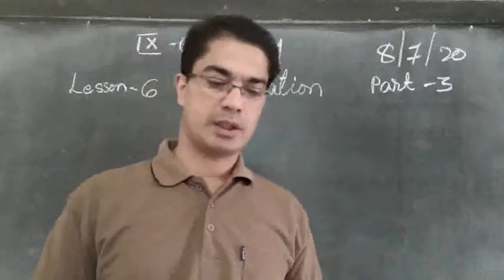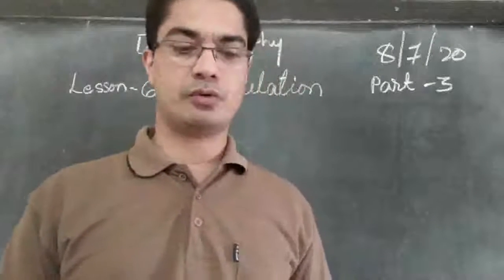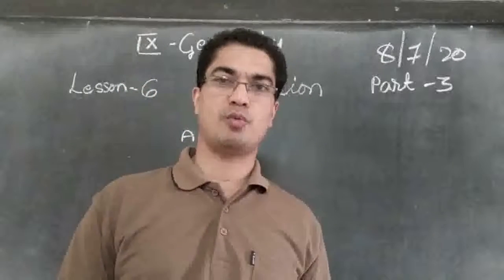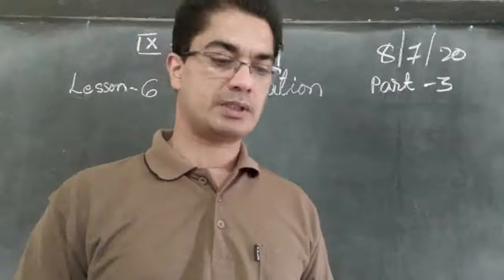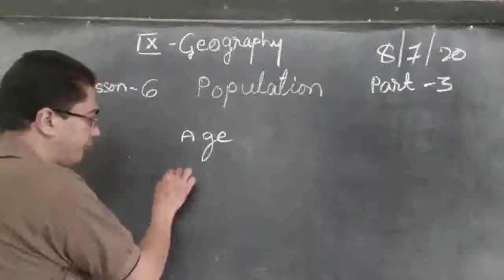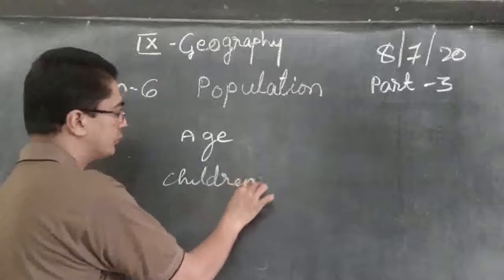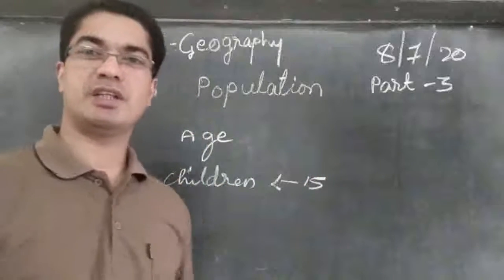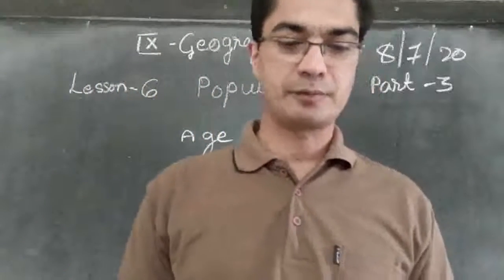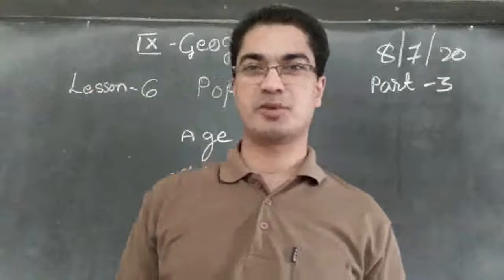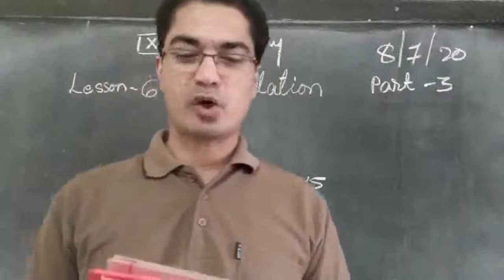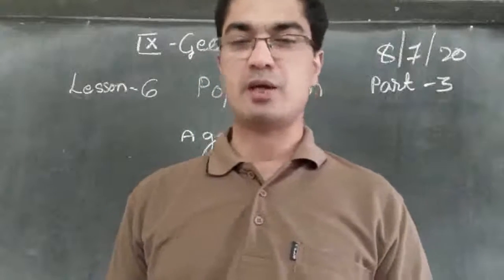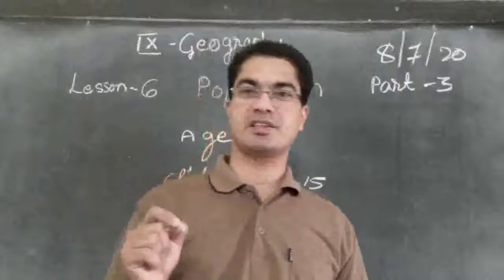So the population is generally grouped into three broad categories. On the basis of age, we can divide the population of a country into three. One is children, below 15. Those who are below 15 years of age are known as children. So you are all children, okay? So you be happy. And they are economically unproductive and need to be provided with food, clothing, education and medical care.